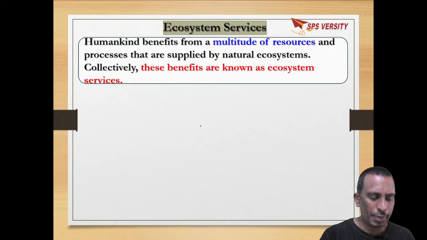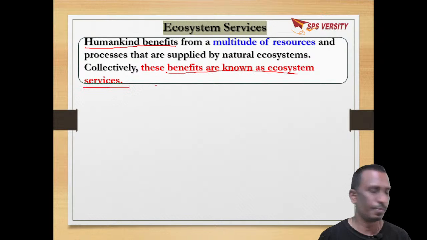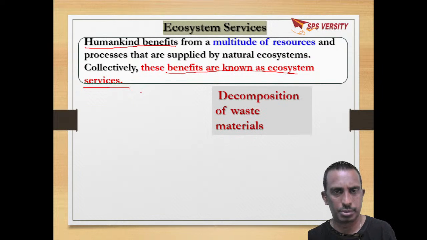Okay. So finally we discuss ecosystem services. What are these services? For the benefit of humankind, a lot of services are done for us by the ecosystem. Many processes are carried out in an ecosystem to supply the natural ecosystem, and these benefits which we take are called ecosystem services. So the benefits which are provided are called ecosystem services.